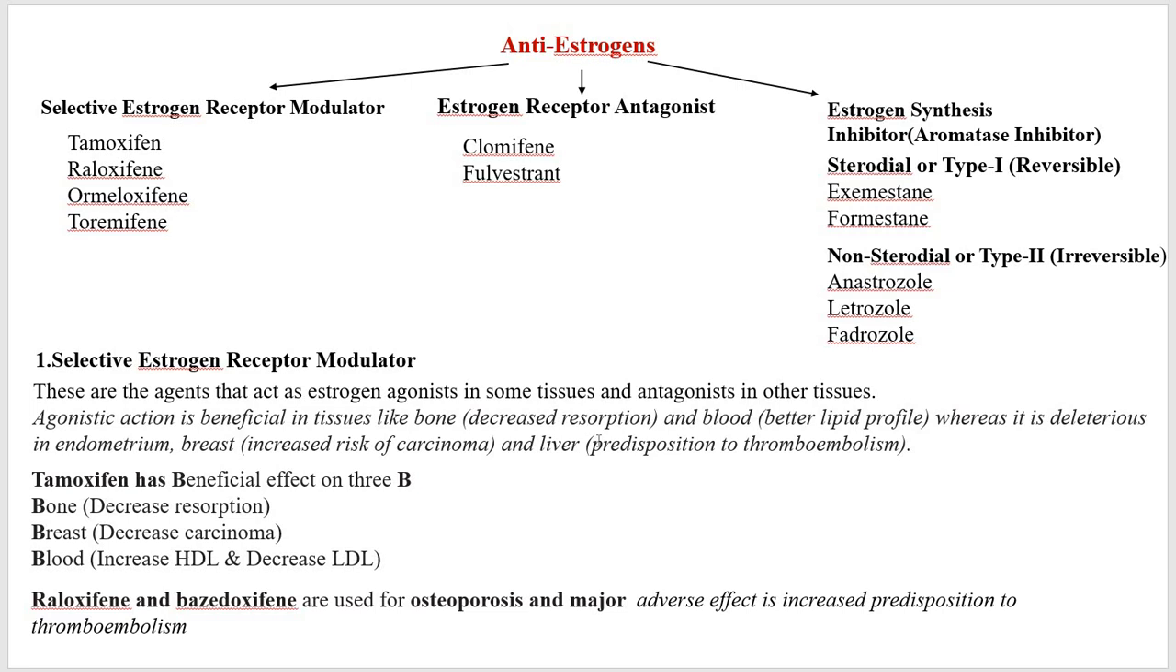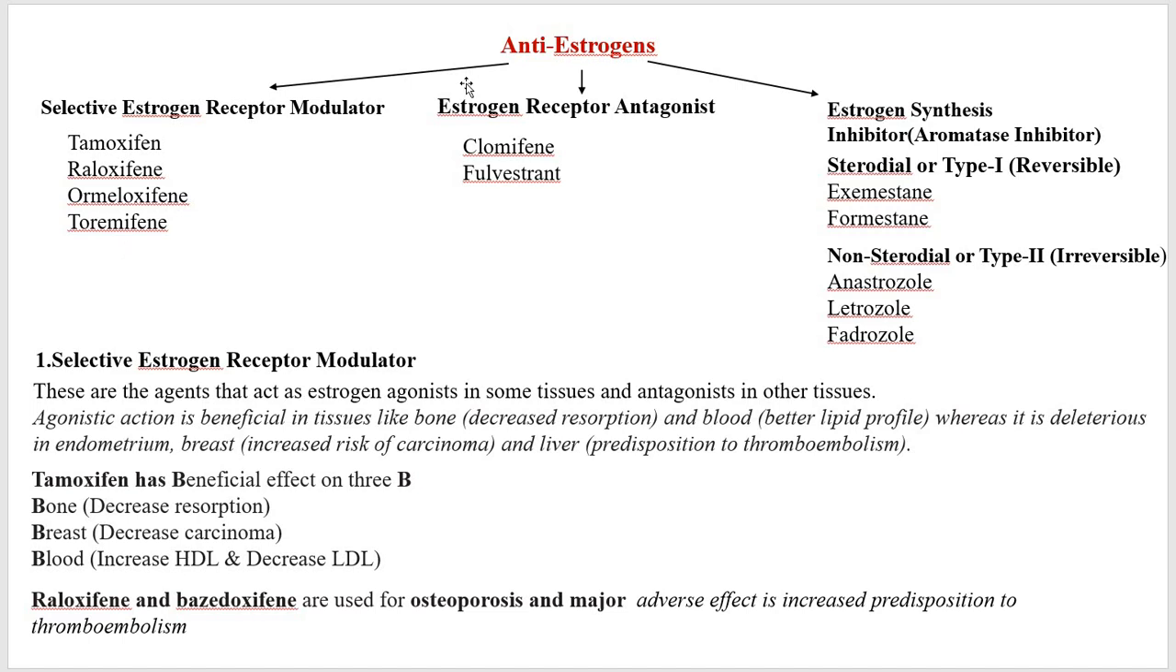So the beneficial effects in case of tamoxifen are: in bone, it decreases bone resorption, decreases carcinoma, breast cancer, increases HDL, high density lipoprotein, and decreases low density lipoprotein. These are the three beneficial effects in case of tamoxifen, that you remember. Then raloxifene is used for osteoporosis, and the major adverse effect is that it increases the predisposition to thromboembolism. Okay, that we mentioned here only.